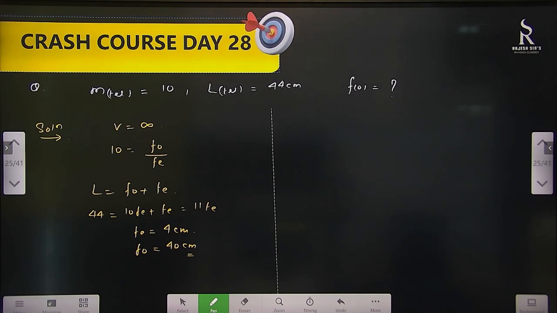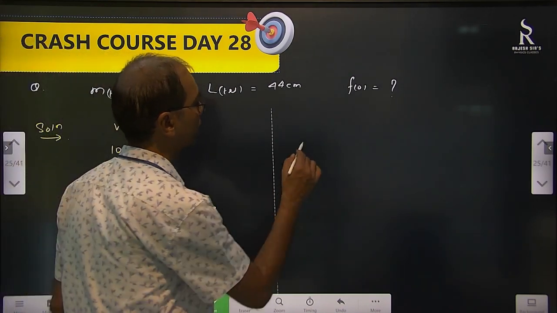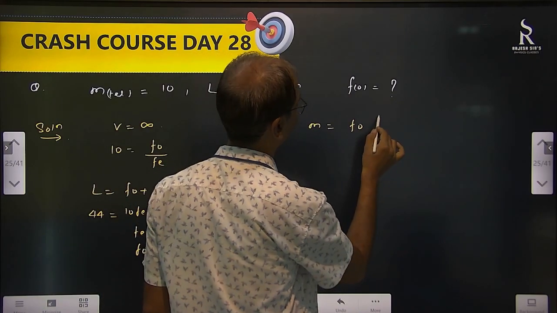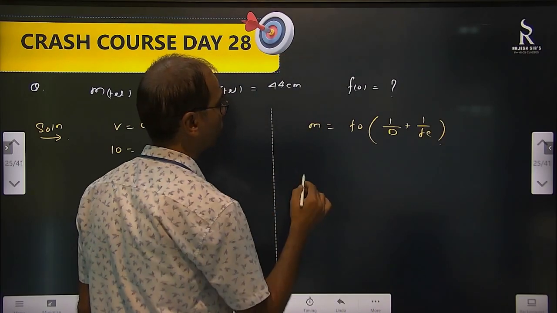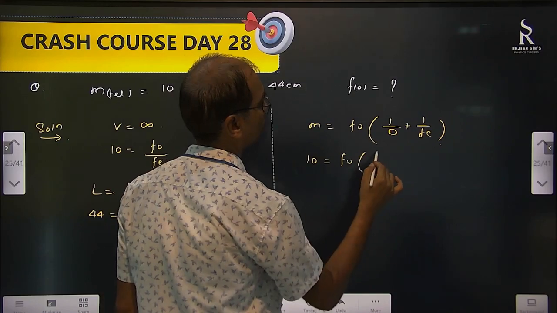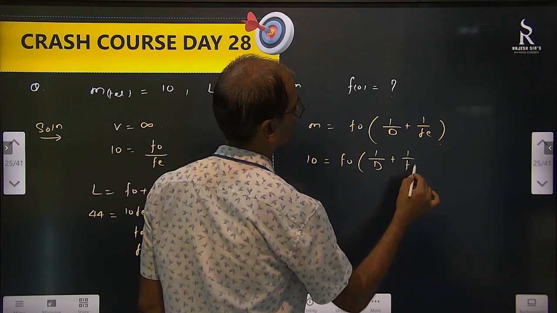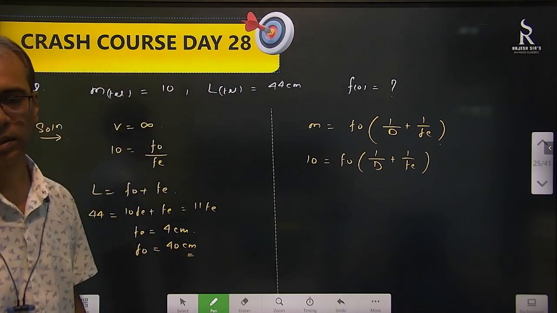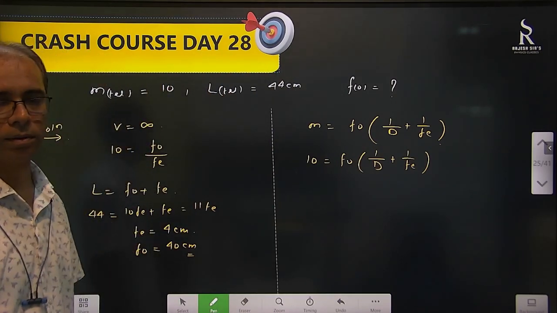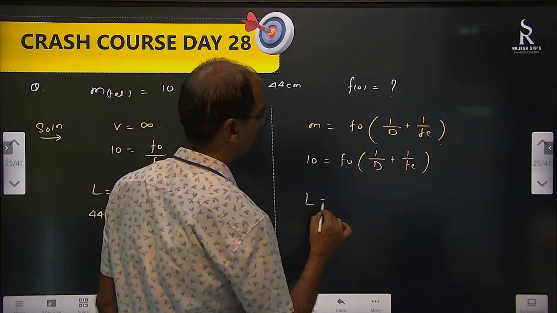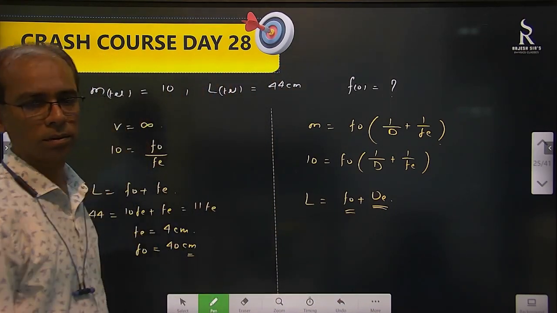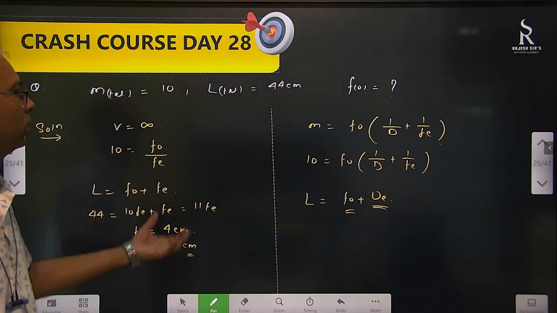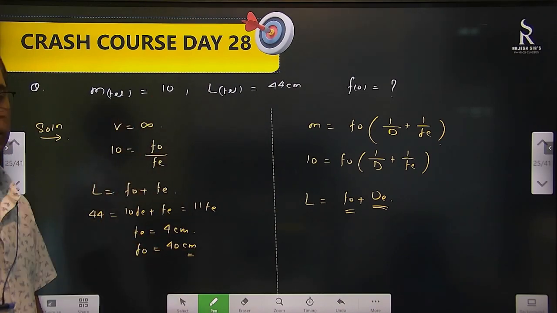Okay, we got it. But if you are not taking normal adjustment, it's going to give us problem, because there will be more unknowns in that. Like magnification, as we know, is FO by FE times 1 plus D by FE, and nothing we know. This is only 10 we know. After that, this D is 25 we know, but still it is complicated. And L also will be FO plus UE. Correct. So it will be complicated. So with the normal adjustment, we are getting the answer easily in this case.